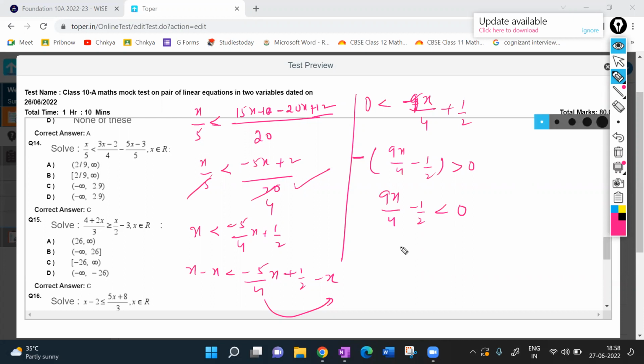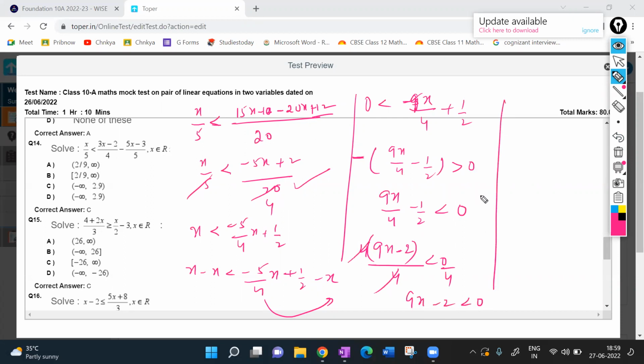Look at this. What is the LCM now? 9x minus 8. Sorry, minus 2. Correct? 9x minus 2 by 4 less than 0. So can I divide by 4 on both sides? To get rid of the denominator 4, I can divide by 4 on both sides. So 4 will get cancelled. 9x minus 2 less than 0, right?